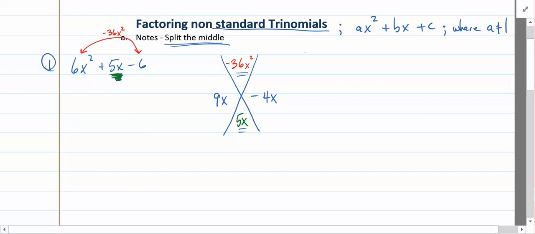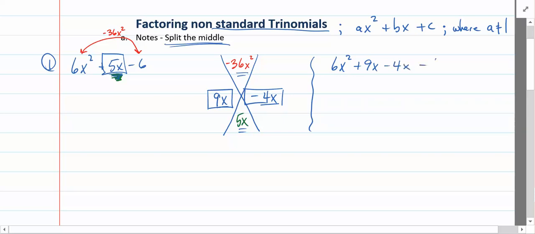With those values identified, I'm going to rewrite this original problem using these two terms to replace, or split, the middle term that we had at the beginning. So I'm going to call this now 6x squared plus 9x minus 4x minus 6. What we have here now is a four-term polynomial which we can factor using the grouping method that we discussed yesterday.